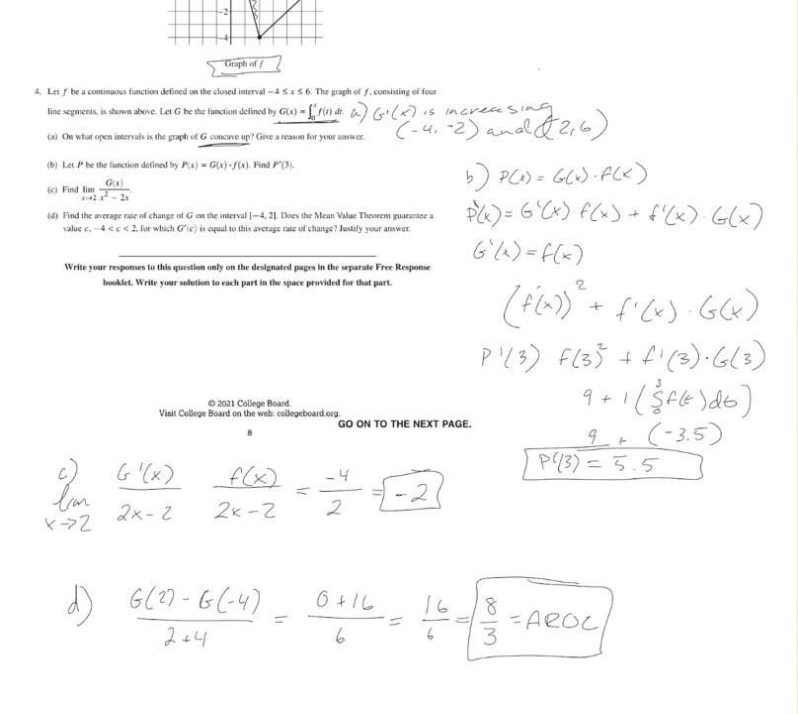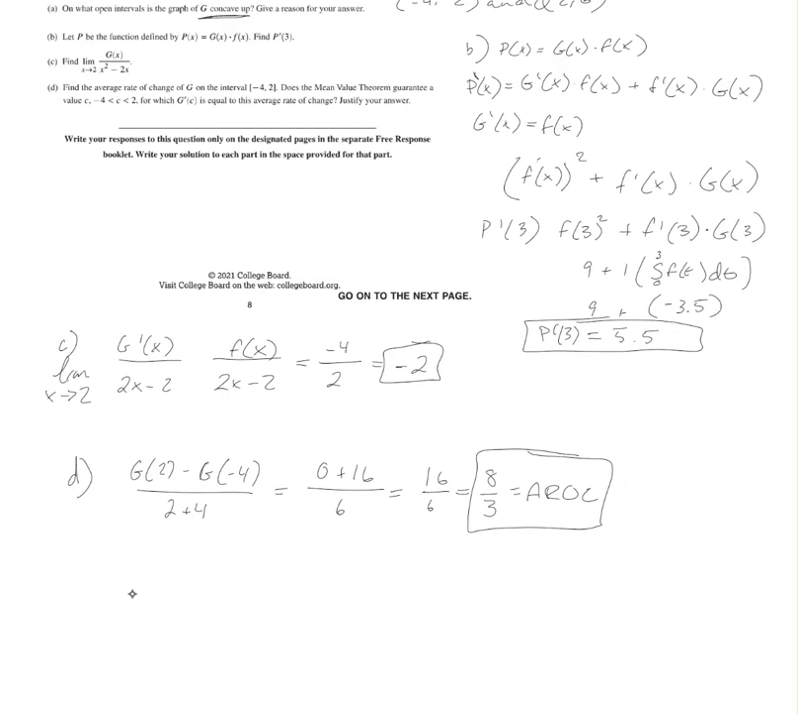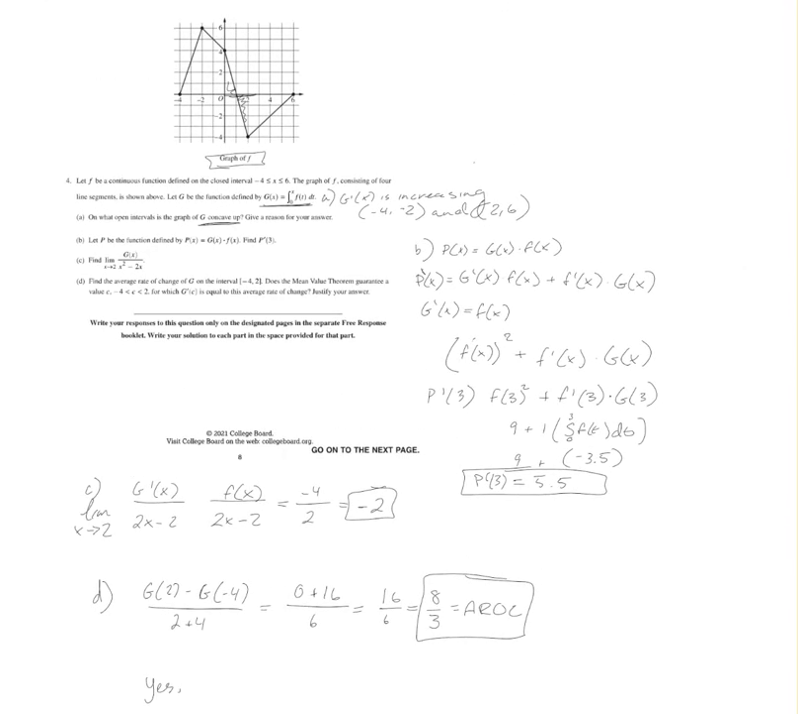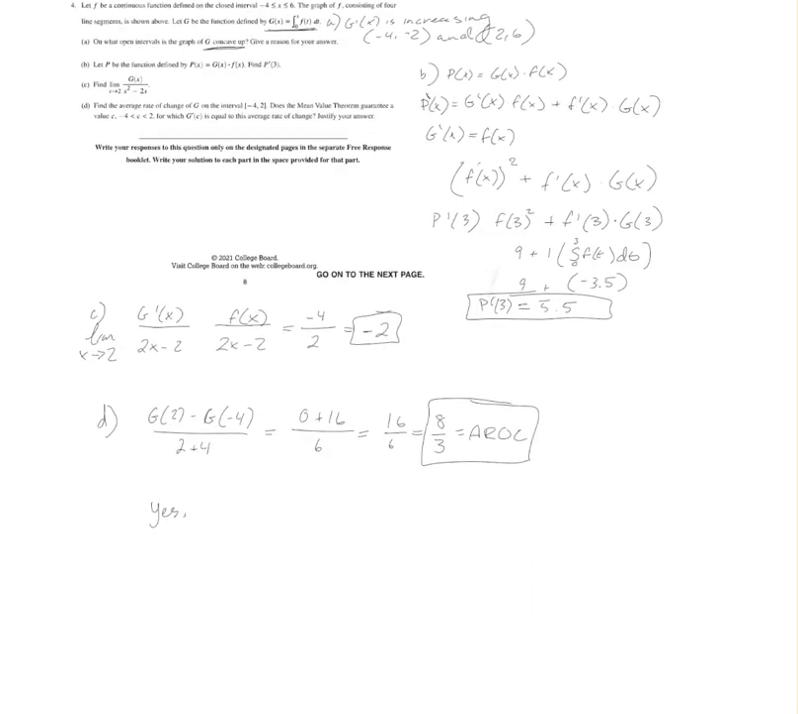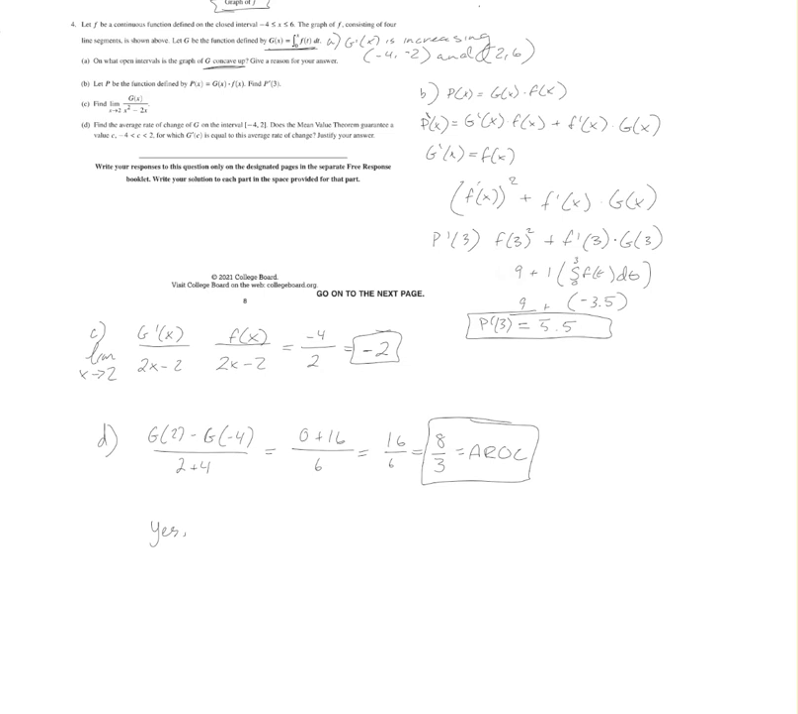And then they're asking if the mean value theorem guarantees a value where g prime of c is equal to this average rate of change. And so in this case, the mean value theorem does, so yes, but we also need to justify the answer. And that would be because the function is continuous and differentiable on that interval, which we know because that's given to us, and we also have the derivative of it, which is the graph of f here. And so therefore, by the mean value theorem, we know that there is a value c where g prime of c equals the average rate of change, which is 8 over 3.